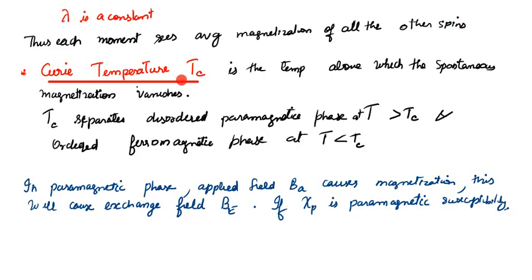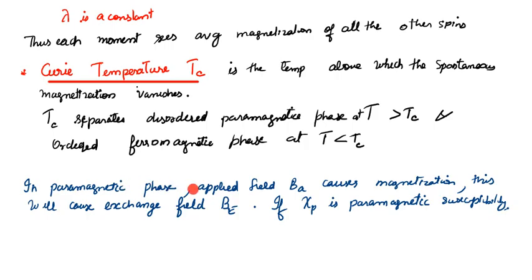Curie temperature Tc. It is the temperature above which spontaneous magnetization vanishes and the ferromagnet becomes paramagnet. Thus, Tc separates a disordered paramagnetic phase at T greater than Tc and an ordered ferromagnetic phase at T less than Tc.